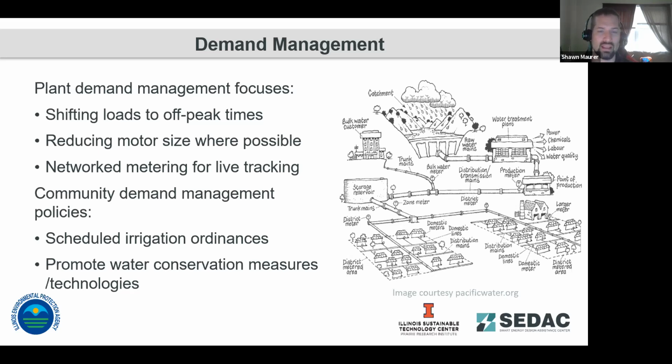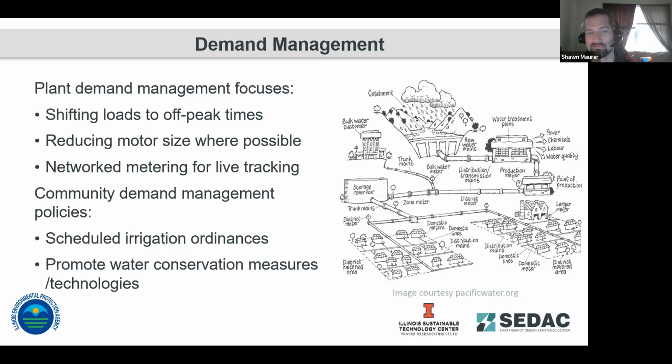And again, looking at process energy consumption in your facility to identify other places where this particular process is what's really driving peak load in your facility. Can we shift that to another time of day to minimize that peak draw? And then community demand management, looking at policies that you can implement with your community.